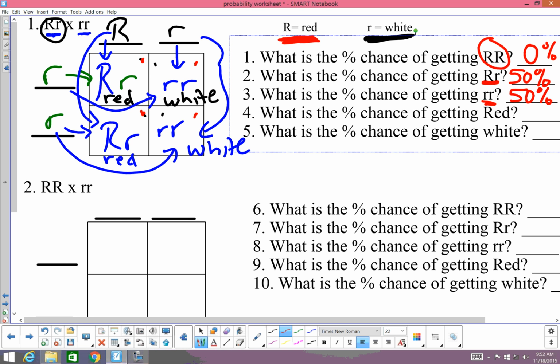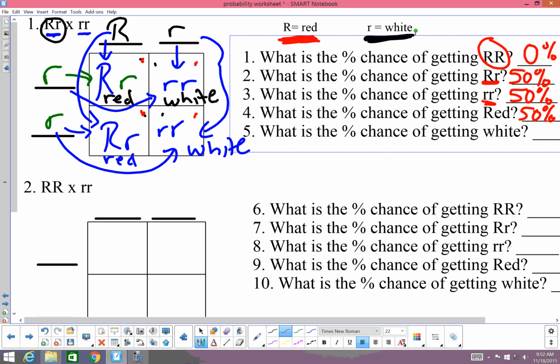What is the percent chance of getting red? Okay, now we wrote it out. Again, anytime you have that capital R present, it's automatically red. It takes over. So count how many boxes have a capital R and add them together. Remember, each box is 25%. You should have gotten 50%.